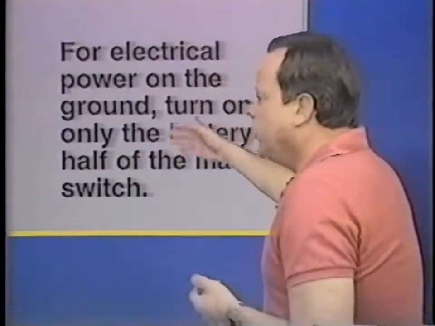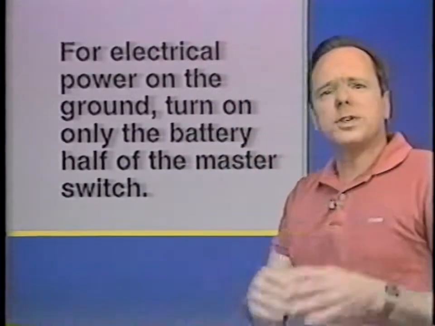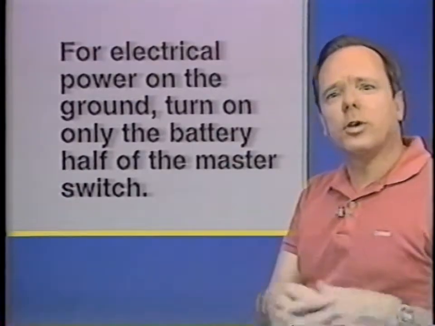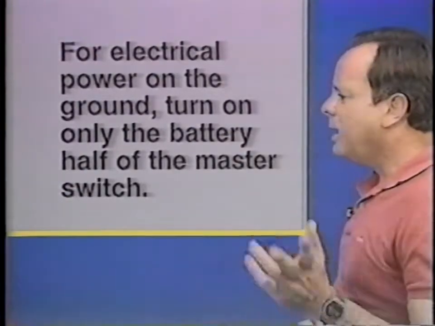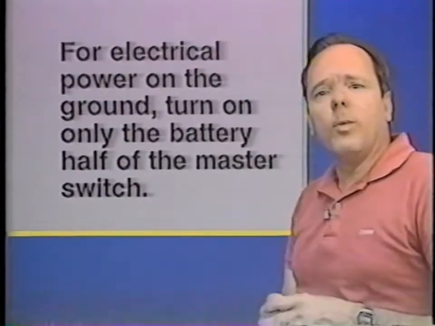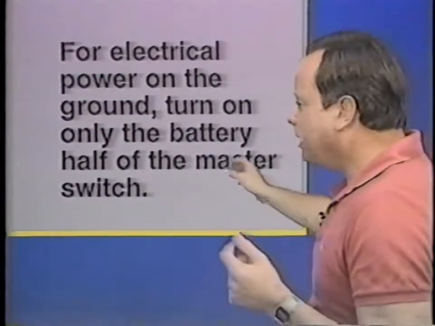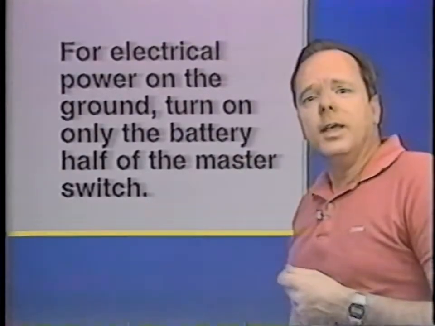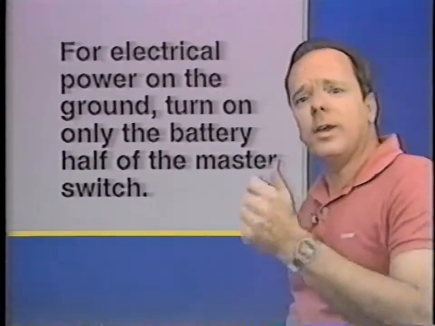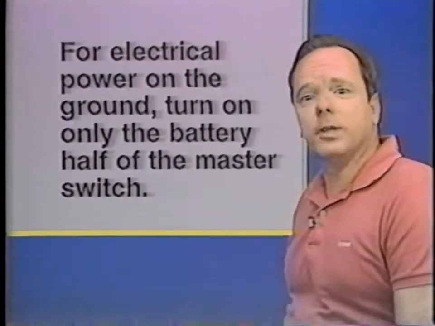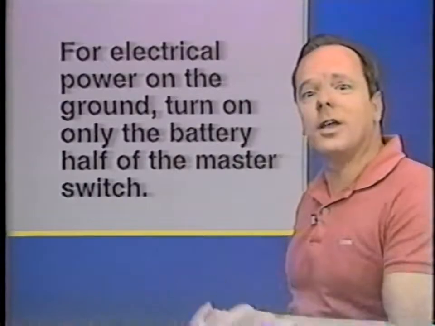Now, let's assume that you're about ready to go on a trip and you're going to use electrical power on the ground, we'll say to listen to the radios or turn on lights at night. And you want to keep from running your battery down. Well, what you should do if you have a split master switch in your airplane is turn on only the battery half of the master switch. If you have a split master switch, the other half turns on the alternator.